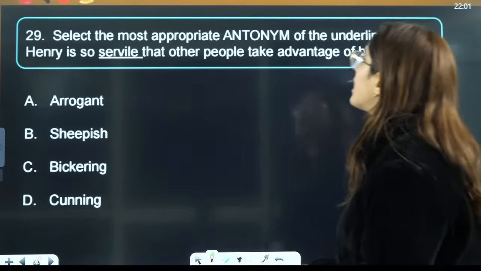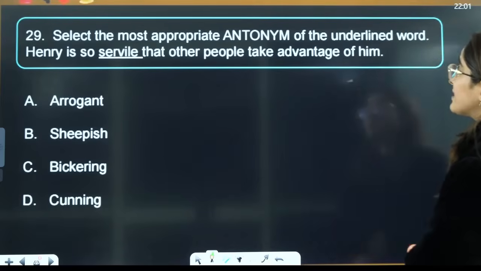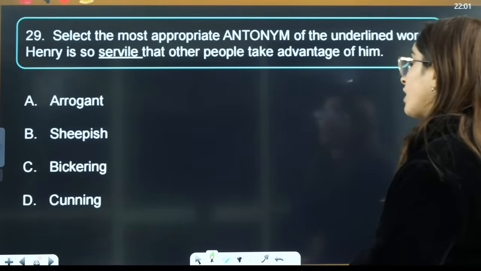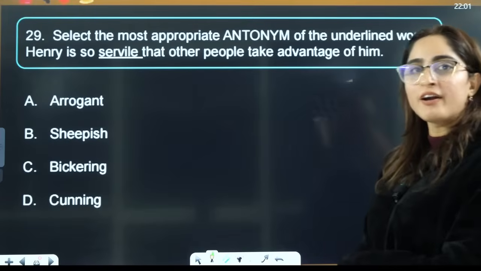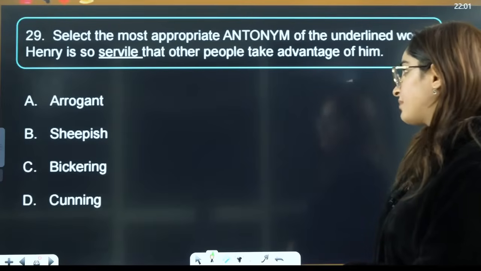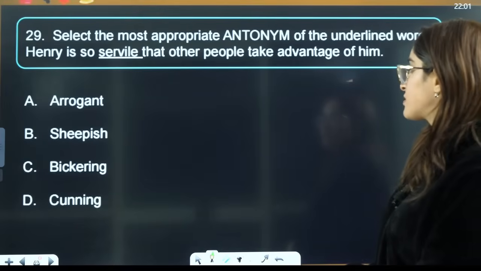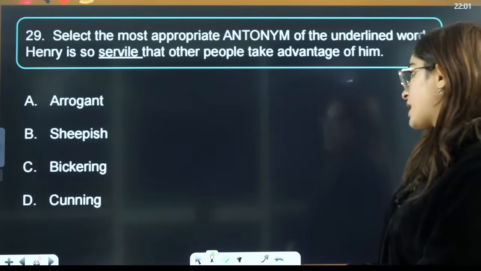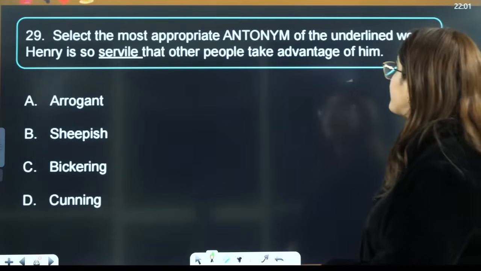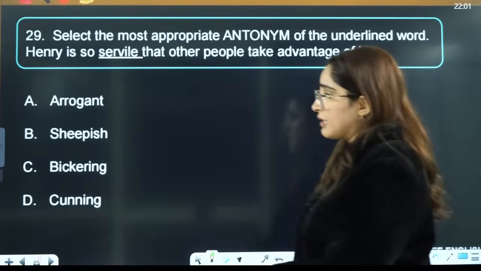So next is this one. Henry is so servile that other people take advantage of him. Now who can we take advantage of? A very innocent person, no? Antonym: cunning, arrogant, sheepish, bickering. If you have to take advantage of someone, then that person has to be innocent. The opposite of innocent is cunning, right?